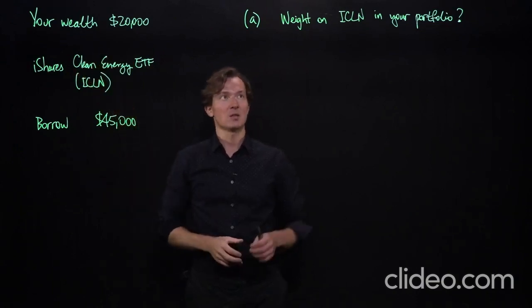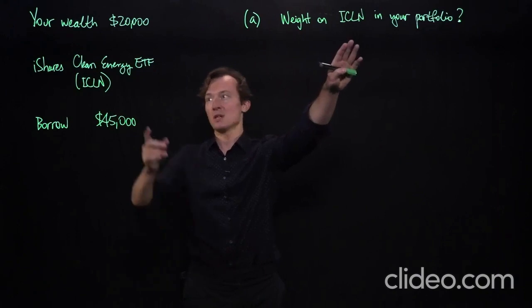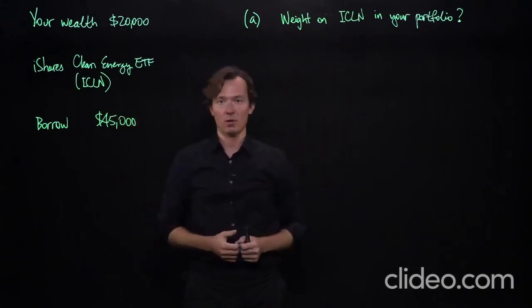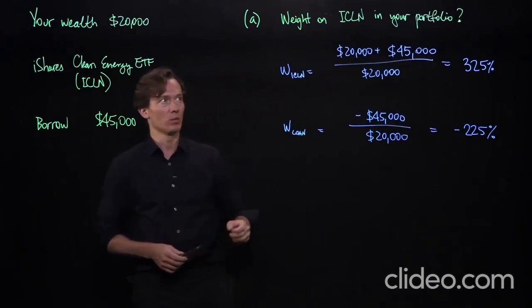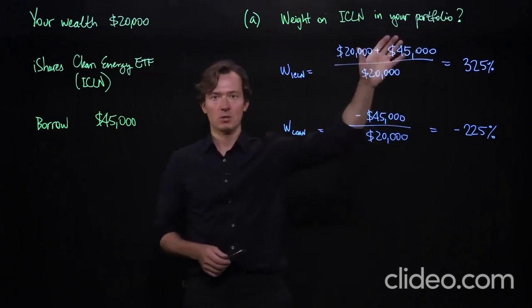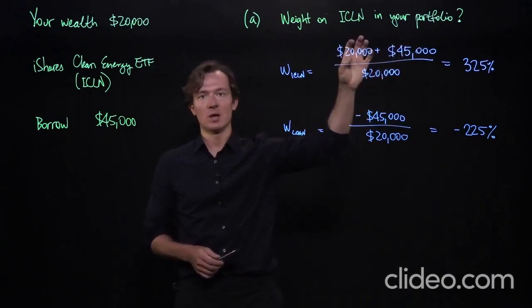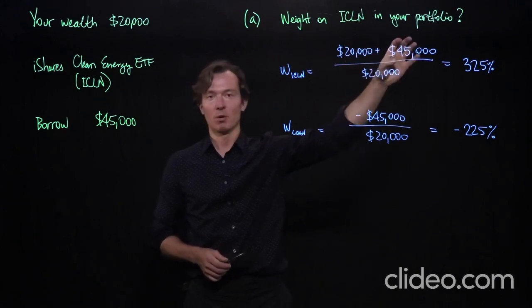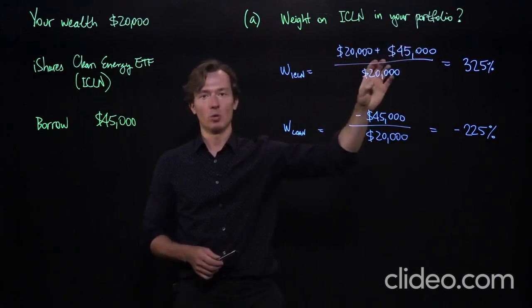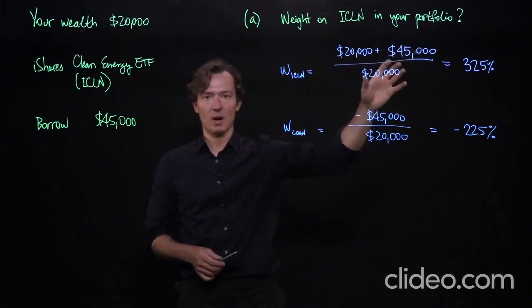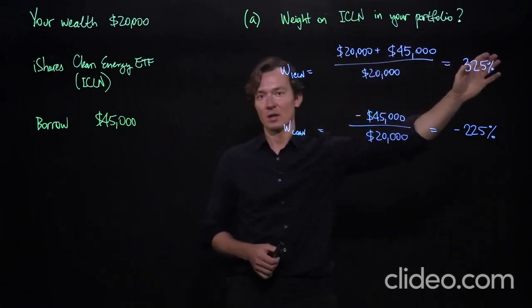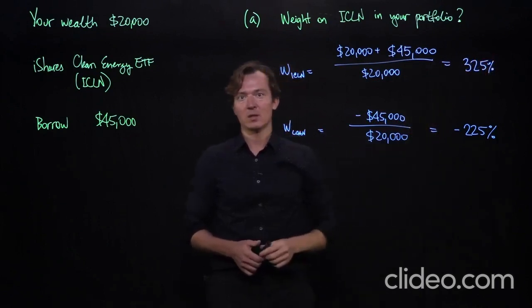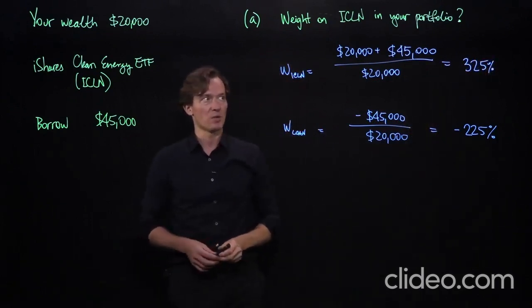The first question asks us, what is the weight on this ETF, on ICLN, in your portfolio? By definition, the weight in your portfolio on ICLN would be your position in this ETF, which is $65,000, divided by your total wealth, often referred to as the equity of your portfolio, $20,000. So this gives us 325%. So the weight on this ETF in your portfolio is 325%.